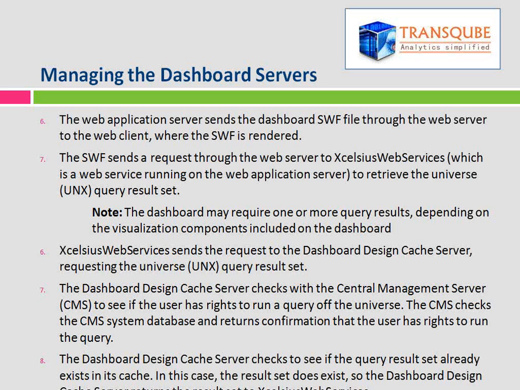The CMS checks the CMS system database and returns the information to the user on the rights. And the dashboard design cache server checks to see if the query results already exist in its cache. In this case, a result does exist. The dashboard design cache server returns the result to the Xcelsius web service. If the requested query is the same and the corresponding data set already exists, it will not look for new data. If it is a viewing request and an existing instance exists, it picks that instance and presents it to the end user. If one does not exist, it will start performing a new request altogether. Clear?